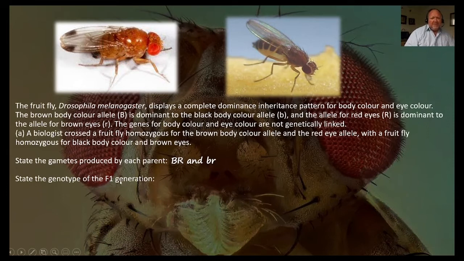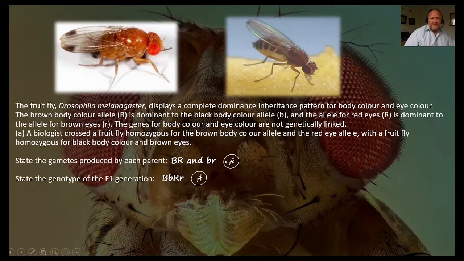Now the genotype of the F1 generation. Remember these guys are the P generation, the parents, and the first filial is the F1 generation, the first time they mate. So we have one that gives a big B and one that gives a little b, and one that gives a big R and one that gives a little r. Both of those are worth achieved points. Remember, you only need 3 achieves to pass. How crazy is that?